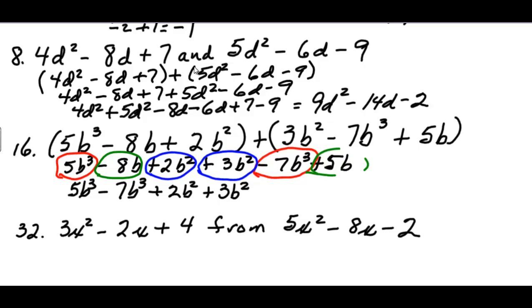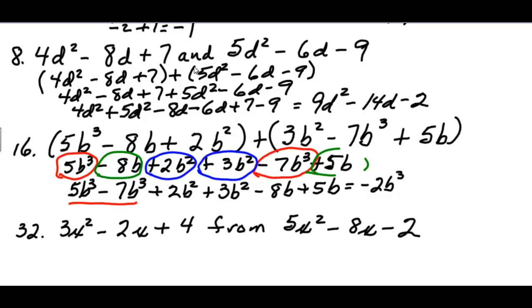All right, so negative 8b, positive 5b. Now when we do that, we're combining like terms. Our first two like terms are right here, and that's positive 5b cubed but a negative 7b cubed. The difference of that is negative 2b cubed.